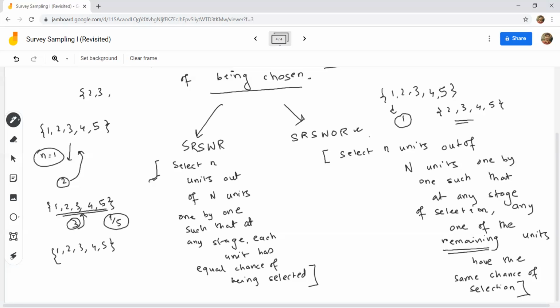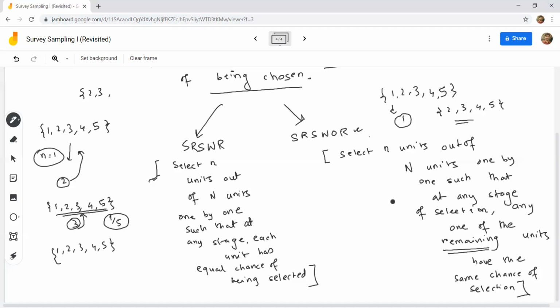Yeah, if we have the population 1, 2, 3, 4, 5, and we are selecting a sample of size 1. So suppose first we are selecting 1. So the probability of selecting 1 is 1 by 5, because we are saying that they have the same chances of selection. And then since it is without replacement, 1 is not getting replaced into the population. So now if we are selecting 2, the probability should be 1 by 4.